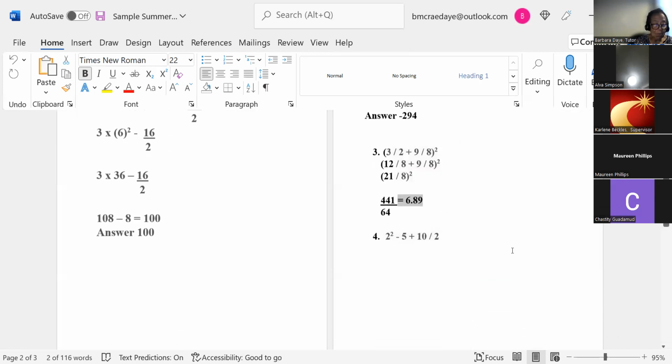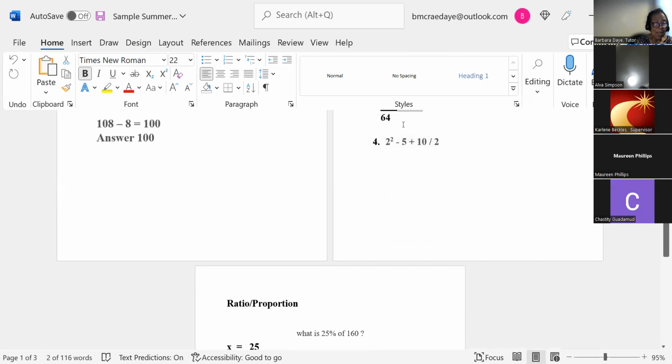Okay, got one more. That one's a little out of the ordinary. All right, we've got another one. We got an exponent, you got division, you got subtraction, you got adding. Solve that one, tell me your answer. 2 to the second power minus 5 plus 10 divided by 2.